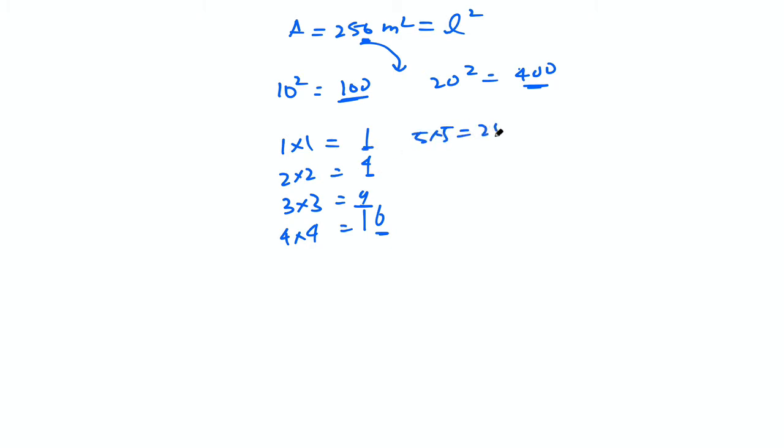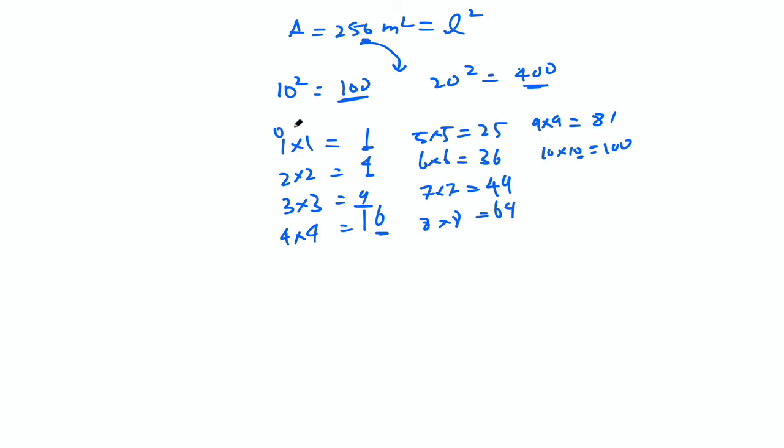5 times 5 is 25. 6 times 6 is 36. 7 times 7 is 49. 8 times 8 is 64. 9 times 9 gives us 81. And finally, 10 times 10 gives us 100. Okay, so here are all the possible last digit numbers, right? It's either 1, 2, 3, 4, 5, 6, 7, 8, 9, 10. Or really, this is to show the 0, but we could have just said 0 times 0 is equal to 0.